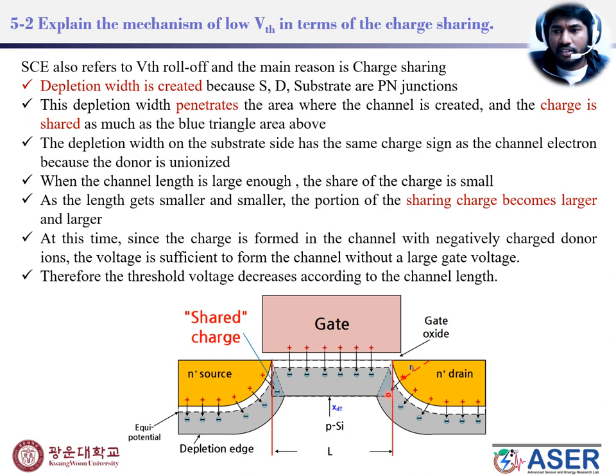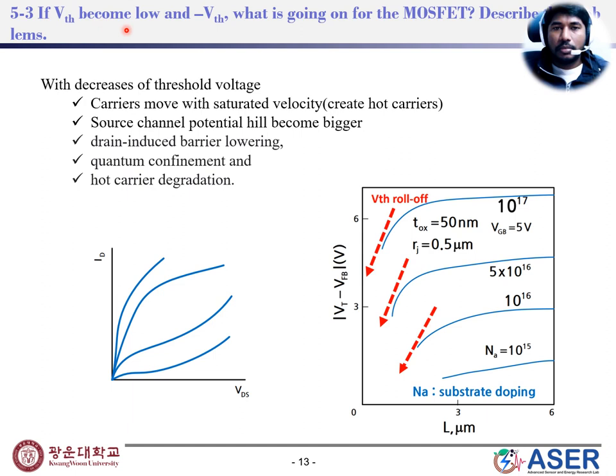At this time, since the charge is formed in the channel with negatively charged donor ions, and the voltage is sufficient to form the channel without the gate voltage, the threshold voltage decreases according to the channel length. If VT becomes low, even negative, what is going on for the MOSFET?